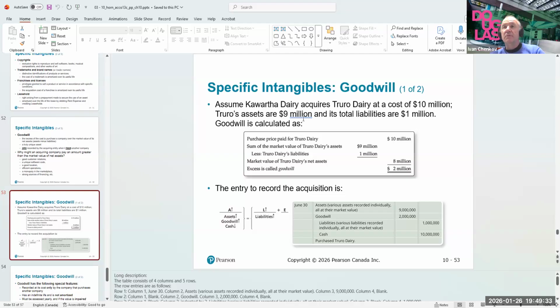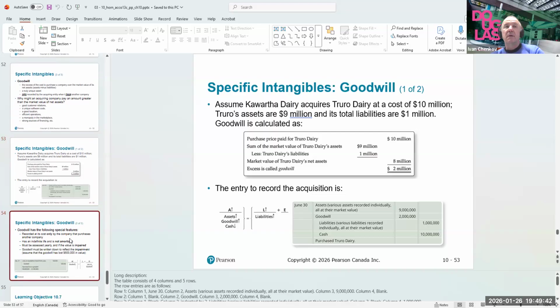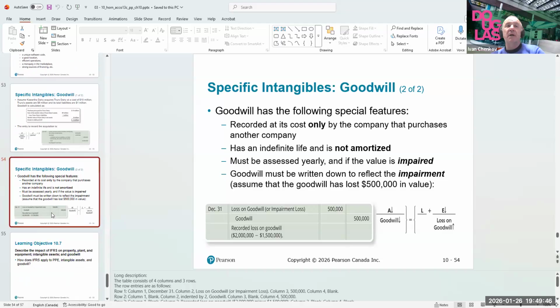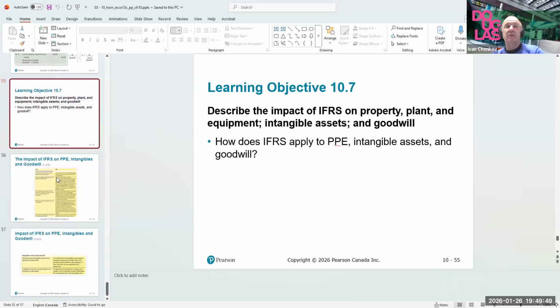I'm not going to test you on goodwill, because those of you who are going to continue with accounting will have an entire subject on this. And then you're going to talk about goodwill and the loss of goodwill and how the impairment on goodwill happens and everything like that.